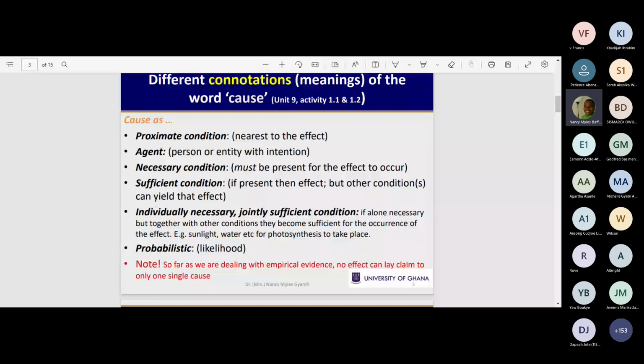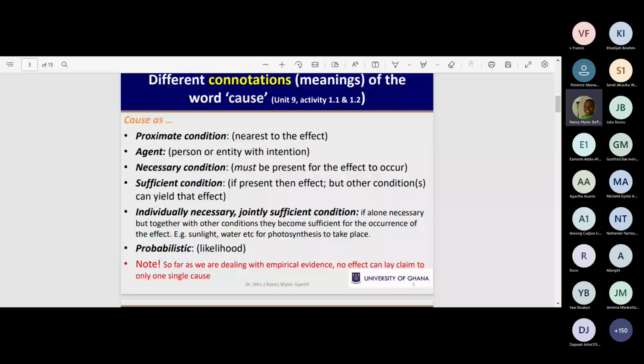I did a little bit of that, to the school, to the neighborhood, to the government. What should you understand? If we are dealing with an empirical matter, no effect can lay claim to only one single cause. It's a lie. It's a complex blend of them. Whichever one we pick out will be the one that, for a certain reason, we are giving.